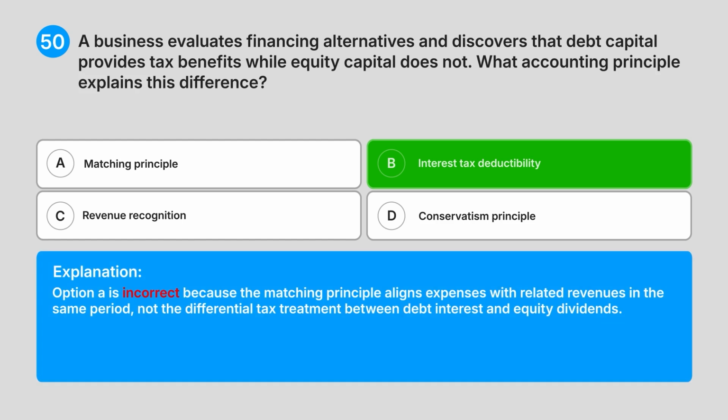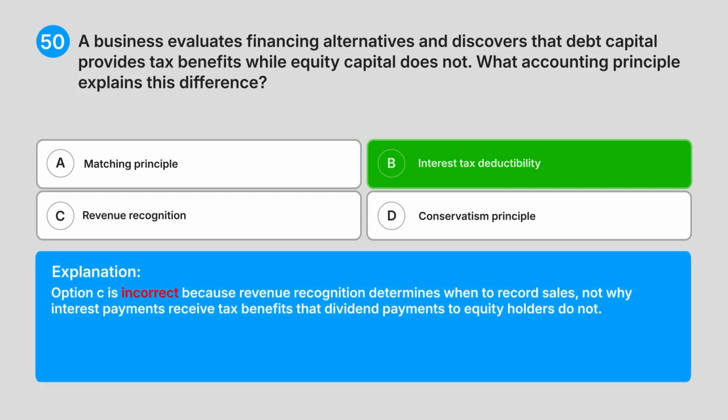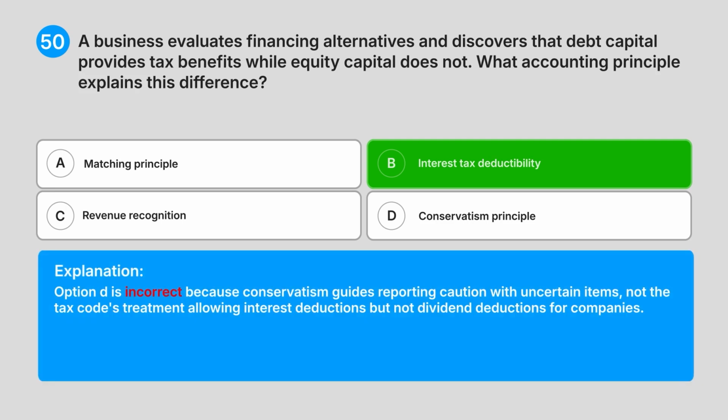Option A is incorrect because the matching principle aligns expenses with related revenues in the same period, not the differential tax treatment between debt interest and equity dividends. Option C is incorrect because revenue recognition determines when to record sales, not why interest payments receive tax benefits that dividend payments to equity holders do not. Option D is incorrect because conservatism guides reporting caution with uncertain items, not the tax code's treatment allowing interest deductions, but not dividend deductions for companies.